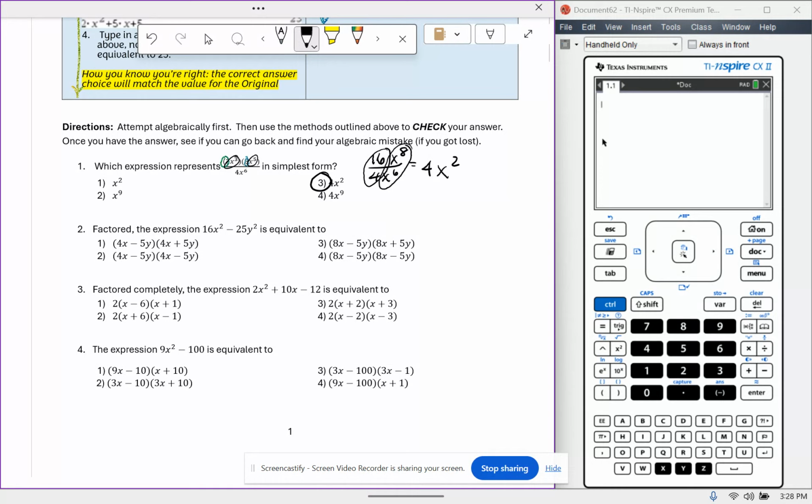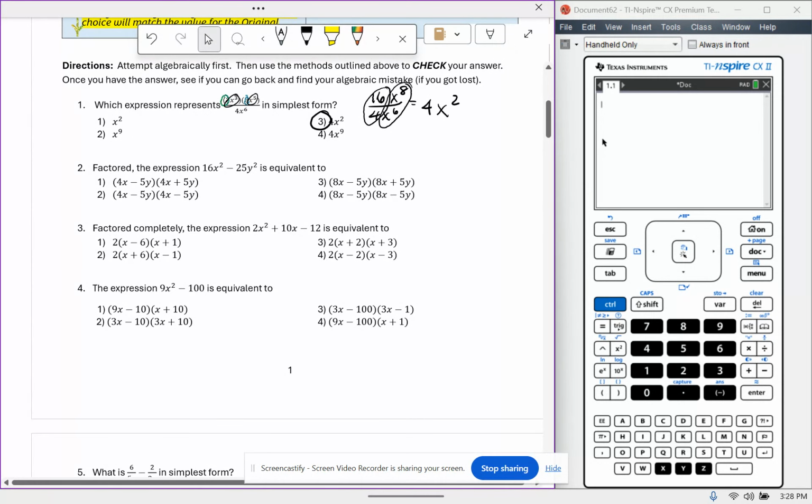Question 2, we're doing these all algebraically, then we're going to go back and use our equivalence methods, okay? Factor the expression 16x squared minus 25y squared is equivalent to. What we would do is see that this is a special factoring pattern. It's the difference of two squares. So we would have 4x minus 5y and then 4x plus 5y. And that's going to be answer choice 1.